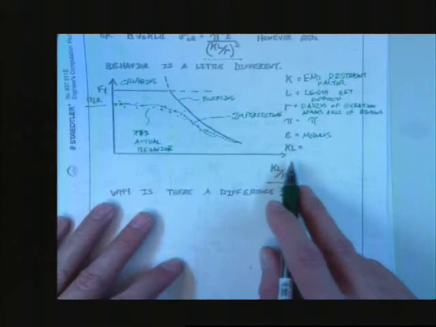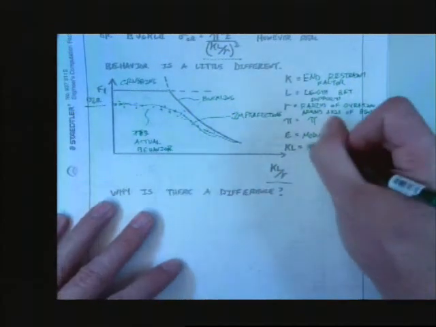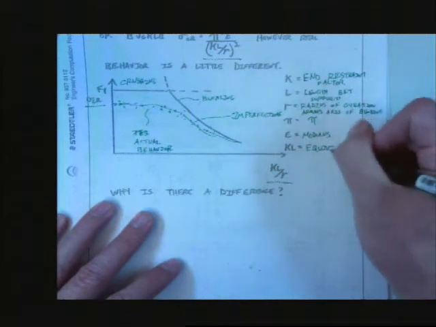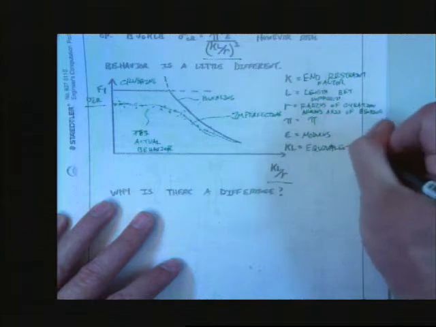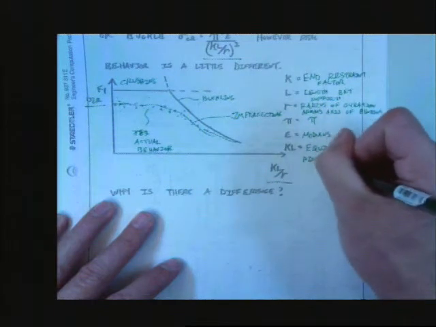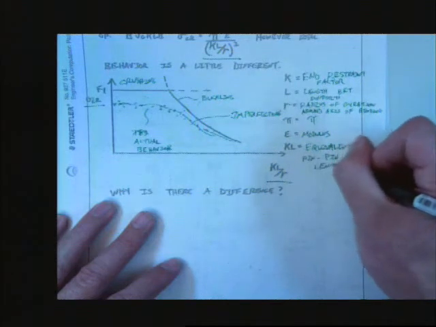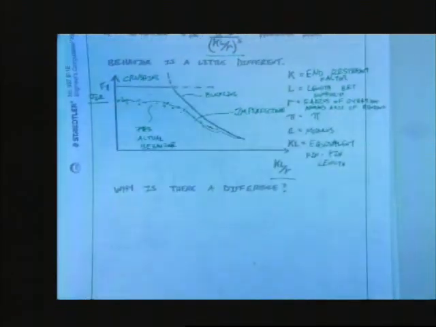And KL is kind of like this equivalent pin length. That means we're taking our structure and turning it into a pin member. That's what KL does for us. It is our end restraint factor.